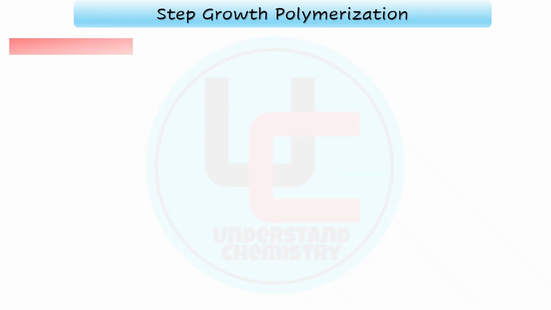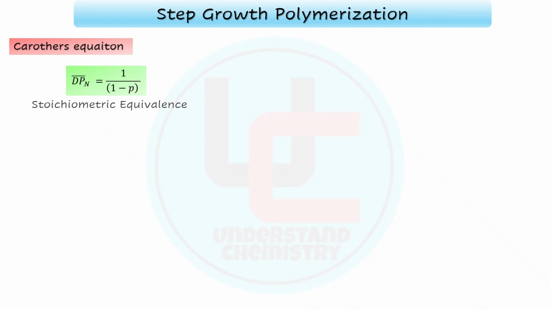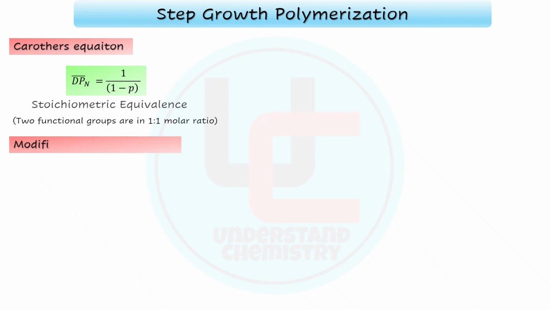In the end, let us talk about the modified Carothers equation. From the Carothers equation, we know that for the value of p equal to 1 under normal conditions, when the functional groups have the same molar ratio, we obtain a very high molar mass polymer, which is difficult to process. In order to avoid such a high molar mass polymer, the value of p should be reduced. This can be done by using a slight excess of one of the reactants, which means using non-stoichiometric monomers. When there is no stoichiometric equivalence, the Carothers equation is no longer valid.